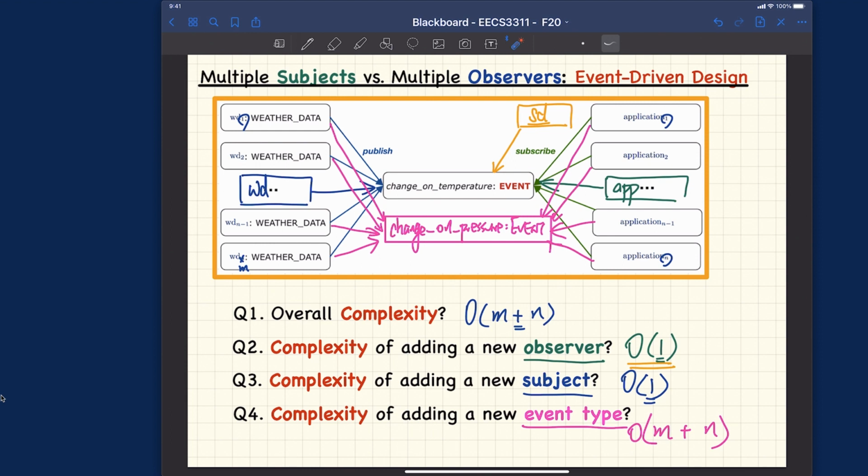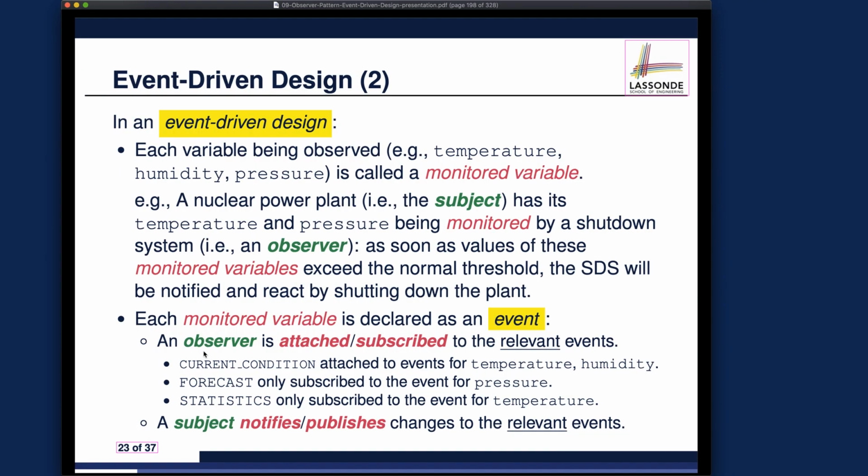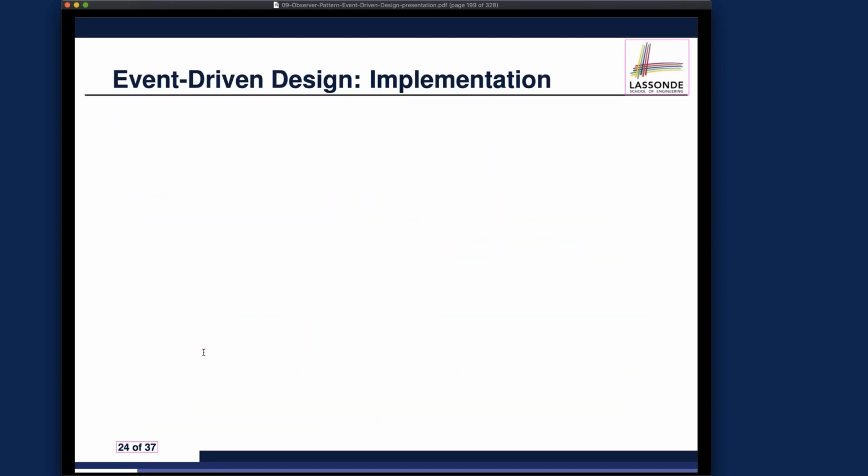Okay, so up to now we only talked about the conceptual level of the design. So think about we've got different events at the middle level, and also we've got all the observers on one side, and we've got all the subjects on the other side. That's really important for you to visualize like that. Let's go back to the slides, and now we talk a little bit more about implementation.